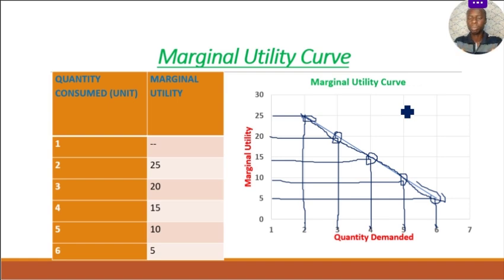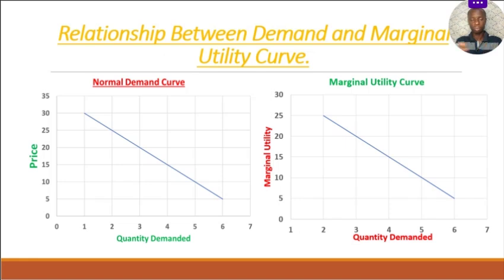Now the question is, from what we have looked at so far, what is the relationship between the marginal utility curve and the normal demand curve? What relationship exists between these 2 curves? If you observe very well in the next slide, these 2 curves that we have drawn, we brought them side by side to each other. First of all, what do you observe about the 2 curves? You can observe that both curves slope downward from left to right.